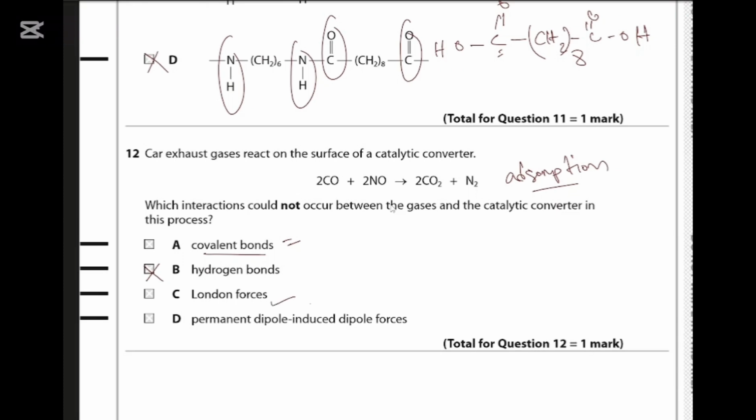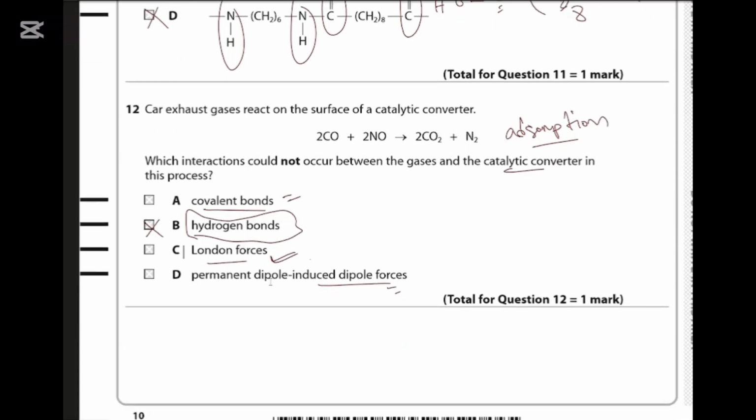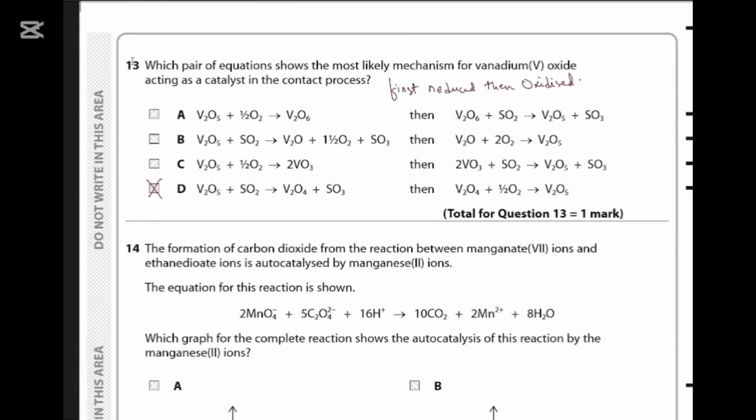London forces might occur. This occurs all the time. Permanent dipole-induced dipole forces can also occur, because the catalytic converter could be charged. But hydrogen bonds are one bond that will never occur, since none of them has hydrogen in them, and also none of them are polar compounds. Therefore, it's B.